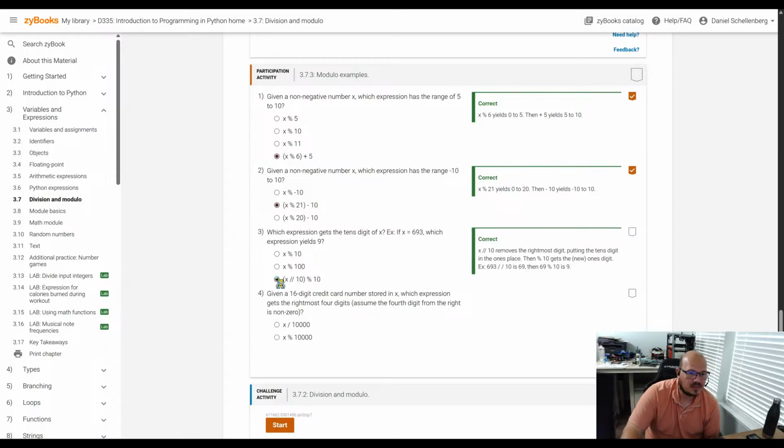Let's do this. Dividing by 10 removes the rightmost digit, putting the tens digit in the ones place. Then modulo 10 gets the new ones digit. 693 divided by 10 equals 69, because the answer is 69.3. So let's do the math with it here.